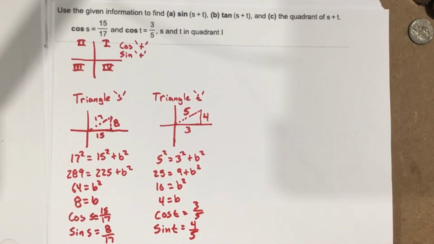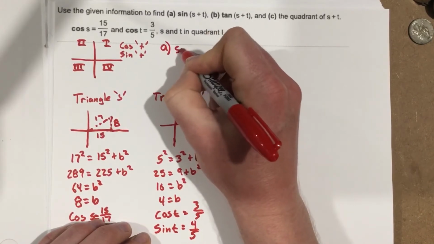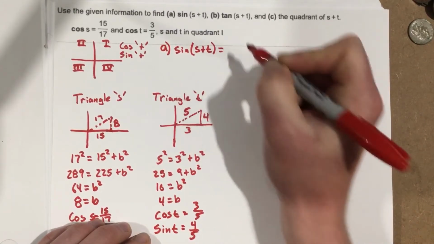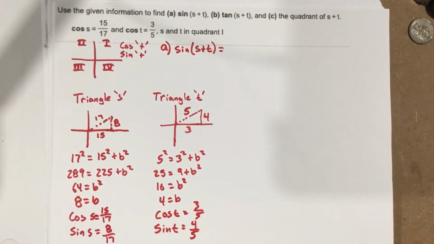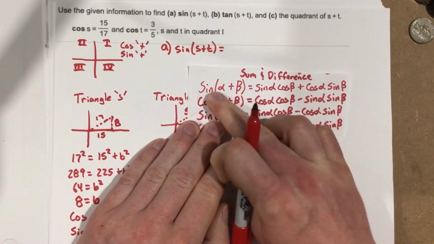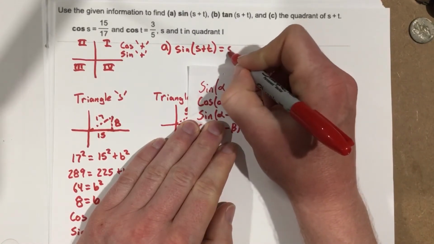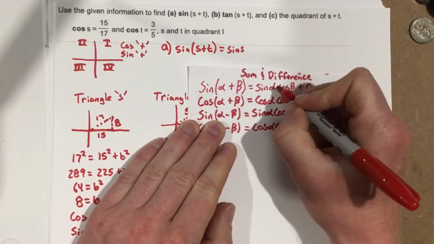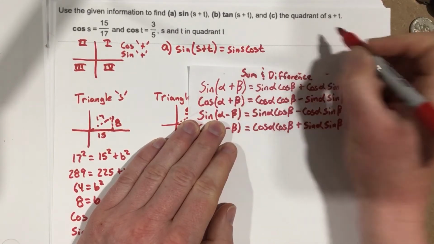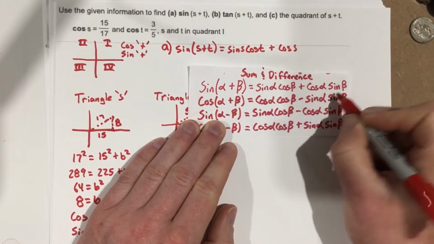Okay. So for part A, they want us to find sine s plus t. And we know sine of s plus t, if we come to our sum and difference formula, we use the addition for sine. That'd be sine s times cosine t, plus cosine s times sine t.